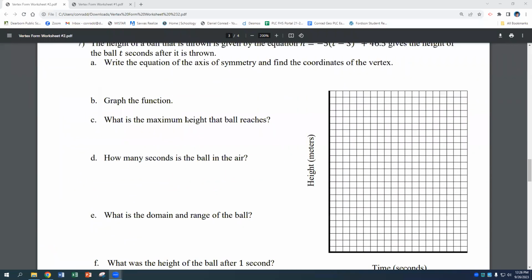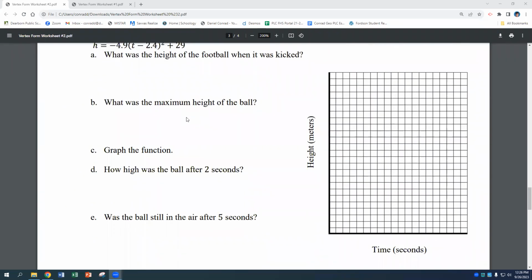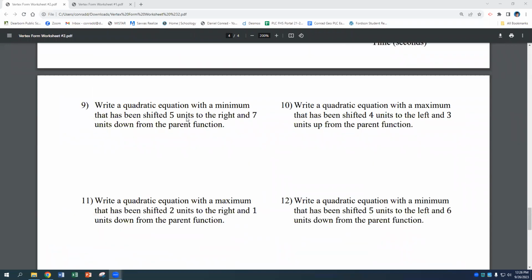Let's look at something like this. Let's look at number 9. Okay. So write a quadratic with a minimum that has been shifted 5 units to the right and 7 units down from the parent function. So the parent function is y equals x squared. Right? We're going to have a minimum. If there's a minimum, that means that our function is going to open up. So that means that it needs to be positive. So a is 1, it's going to be a positive 1 still.